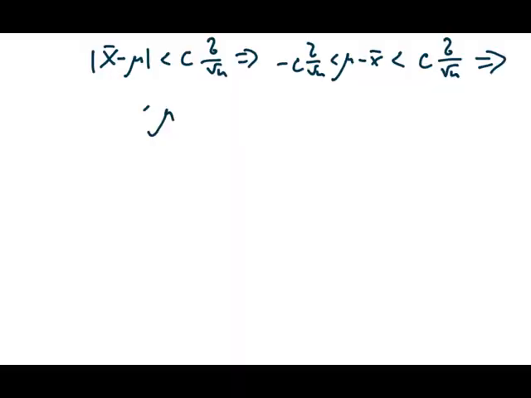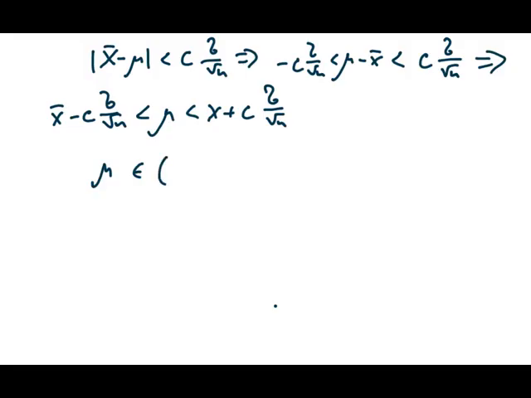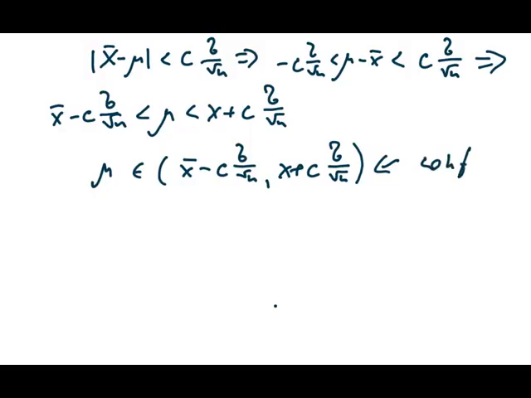So mu is bound from two sides. On one side we have x bar minus c times sigma divided by square root of n, and on the other x bar plus c times sigma divided by square root of n. So this means that mu appears in the interval x bar minus c sigma divided by square root of n, x bar plus c sigma divided by square root of n. And this is called confidence interval for mu.